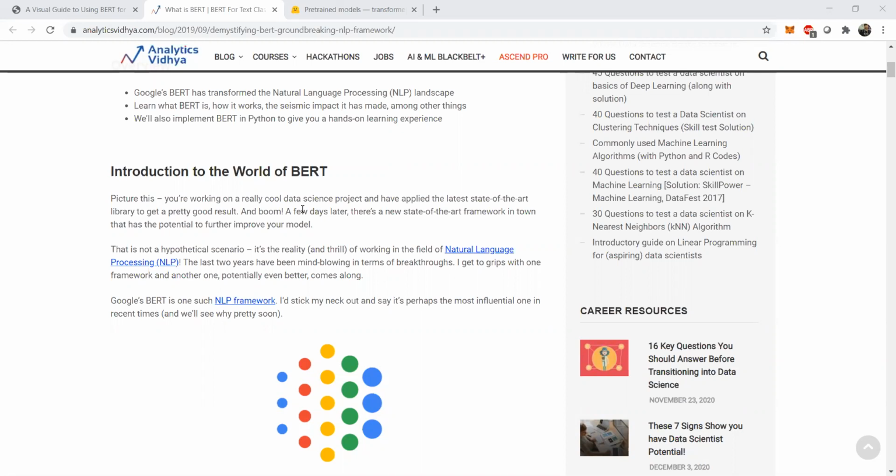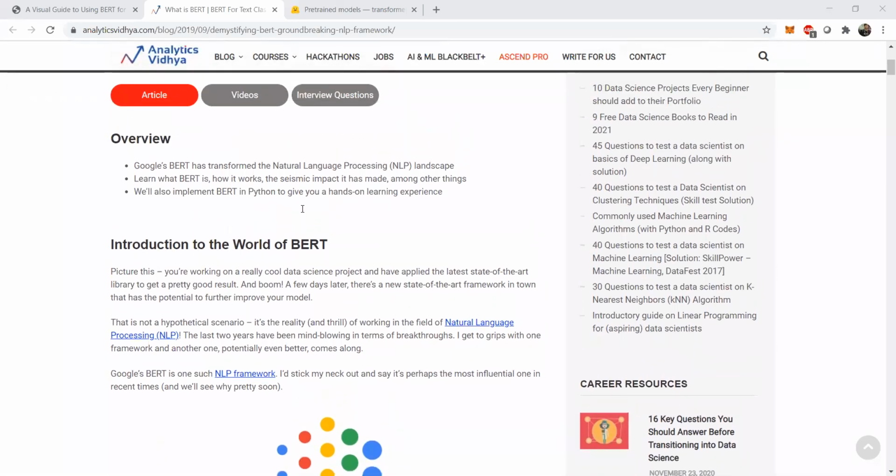BERT is a very classical example of a transformer architecture which has provided a benchmark that is revolutionary in the context of NLP. Google's BERT has transformed the natural language aspect, especially the whole NLP landscape. So in this case, we are going to talk about BERT. What is BERT? How is BERT built? What are the different aspects of BERT? How is the transformer architecture inside BERT?